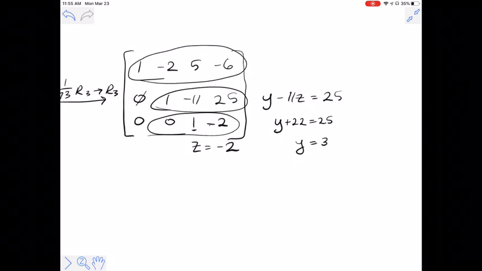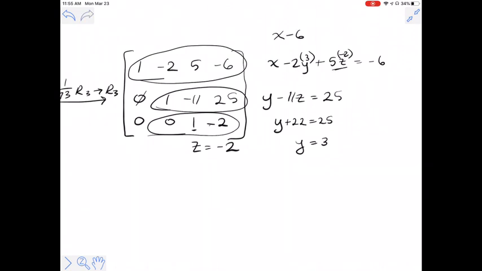Now we can move up here. That row represents an equation. Now we have coefficients for all 3 variables now. So we have 1x minus 2y plus 5z equals negative 6. We know that y equals 3. And we know that z equals negative 2. So if we make those substitutions, we're going to have x and then negative 2 times 3 there is negative 6. And then 5 times negative 2 is negative 10.